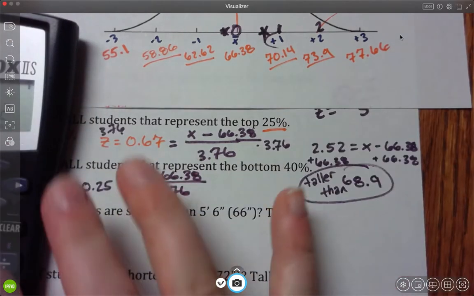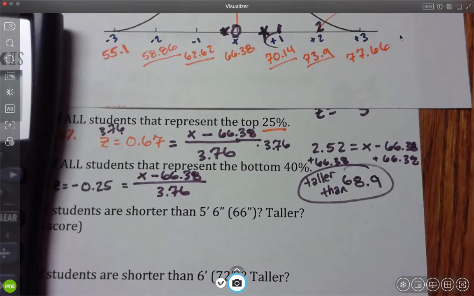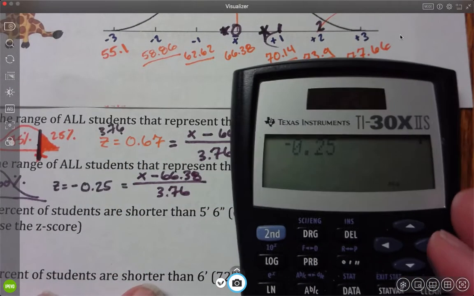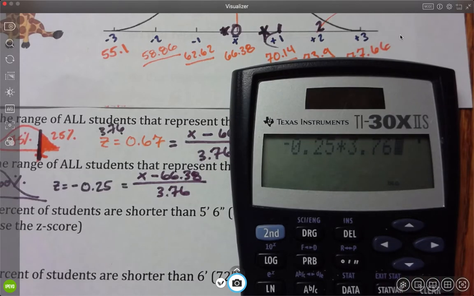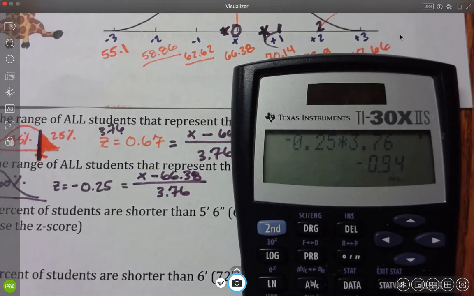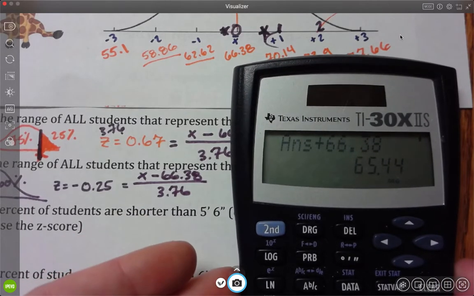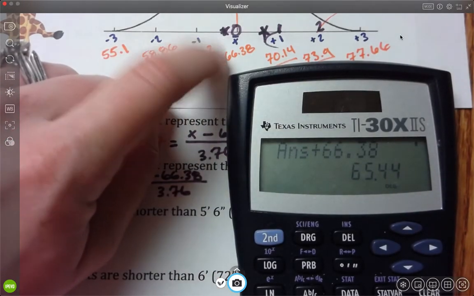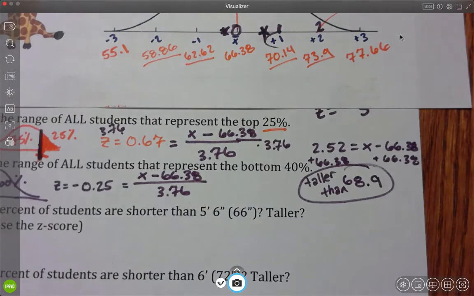Okay, so I'm going to do that all without writing it out. Negative 0.25 times 3.76, and I get that number. And then I'm going to add 66.38 to that. The answer I get is 65.44, so just a little bit less than 66.38, like we said.